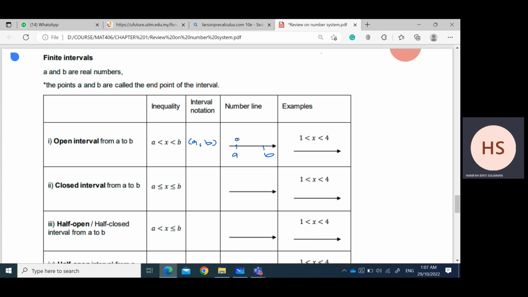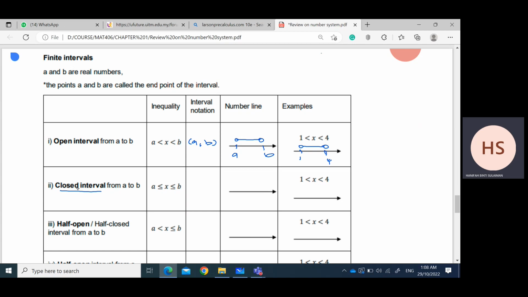Jadi cara kita nak melukis dia di atas number line adalah begini. Okay, so kita kosongkan bulatan tu. Maknanya nilai A tidak termasuk dalam nilai-nilai X. So contoh, nilai X antara 1 ke 4. Okay, so this one is a 1 and this one is a 4. Okay, so the number of X in between 1 to 4. Macam tu. Okay. Alright, so next, nombor yang termasuk juga di dalam X itu kita panggil sebagai close interval.